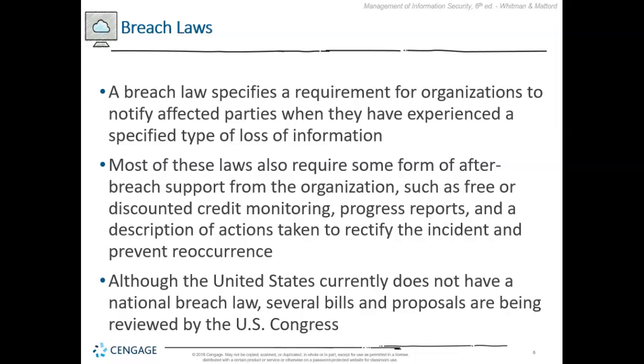The data breach laws, so there are now 50 states' data breach laws. Each specifies a requirement for organizations to notify affected parties when they've experienced a specified type of loss of information. In other words, when a company that operates in a particular state is breached, there is a duty imposed upon your company to disclose that you have lost information through a breach.